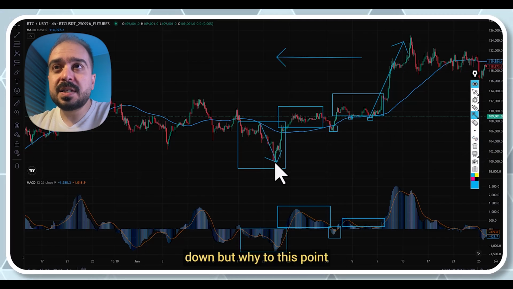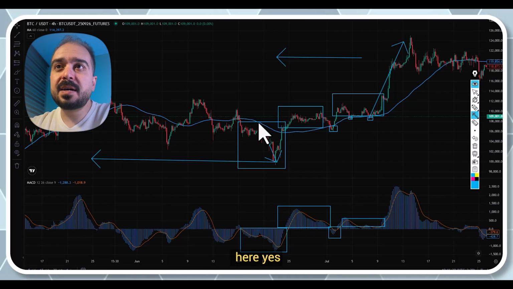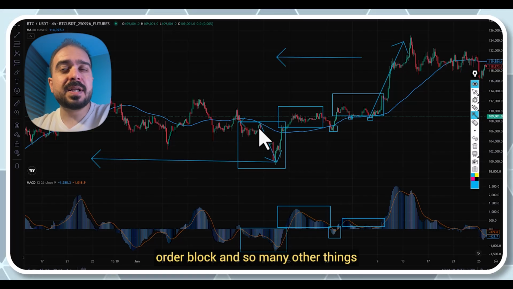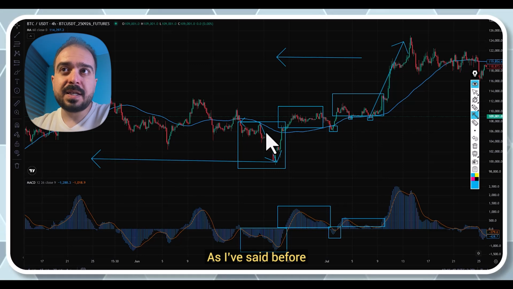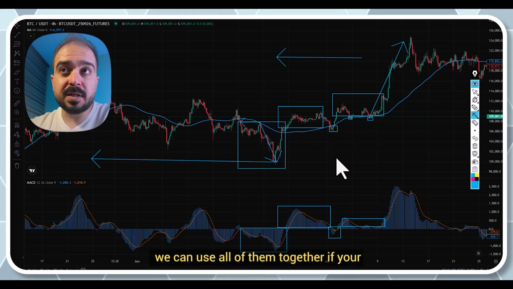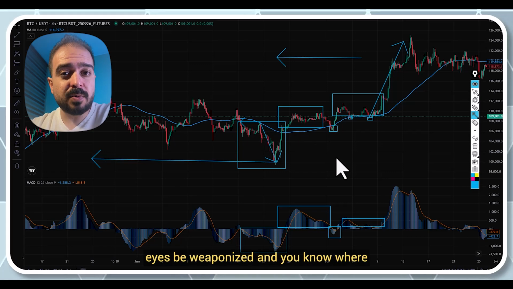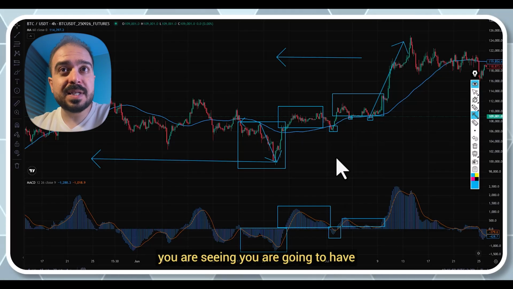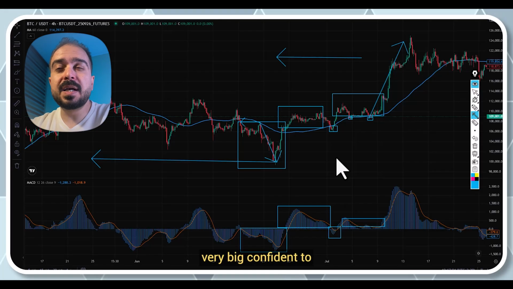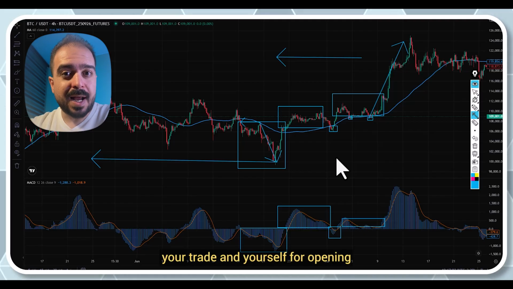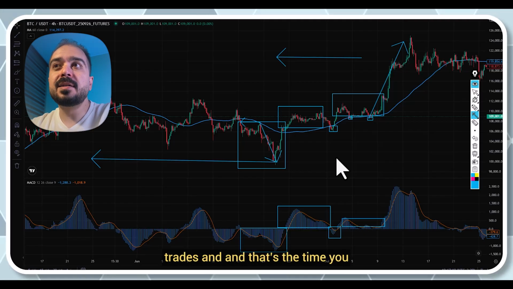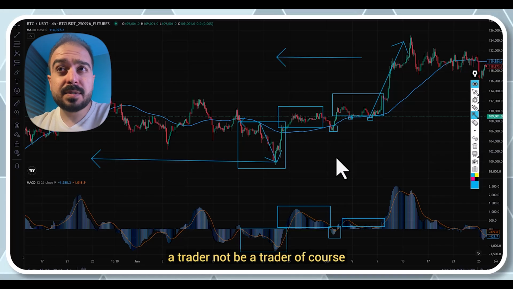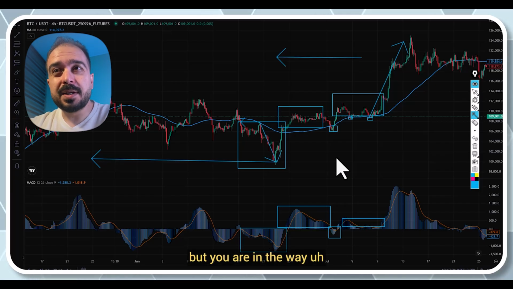But why to this point? It's another issue. Here, yes, we are in imbalance. We're touching an order block and so many other things. As I've said before, we can use all of them together. If your eyes are weaponized and you know where to look, and how to react to the point that you are seeing, you're going to have very big confidence in your trades and yourself for opening trades, and that's the time you know you're going to be a trader. Not be a trader, of course, but you are on the way.